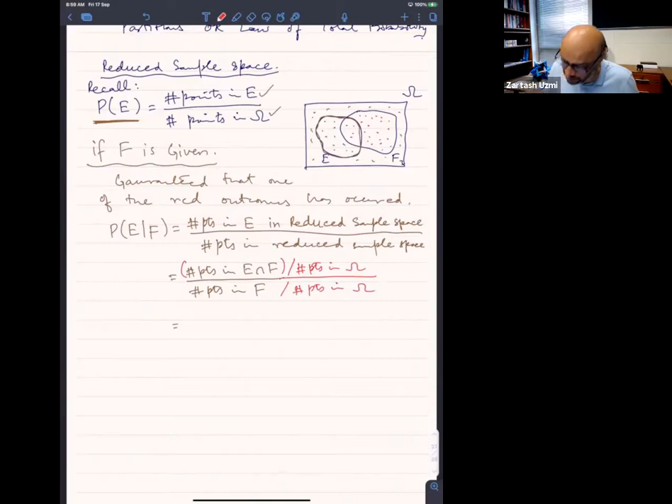But now you can see that in the numerator, what do you have? We are familiar with that. Number of points in E intersection F divided by number of points in omega. This is the probability of E intersection F. And in the denominator, number of points in F divided by number of points in omega. What is in the denominator? Answers in the chat window. Is the probability of F.